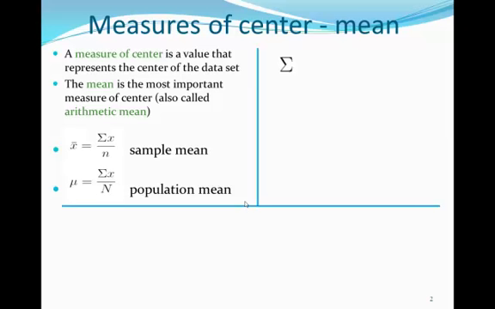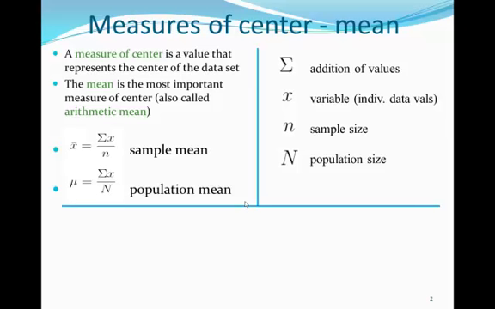Let's get familiar with some symbols. First one is the summation sign, which means addition of all data values. x represents each individual data value. Small letter n represents sample size. Capital letter N represents population size.